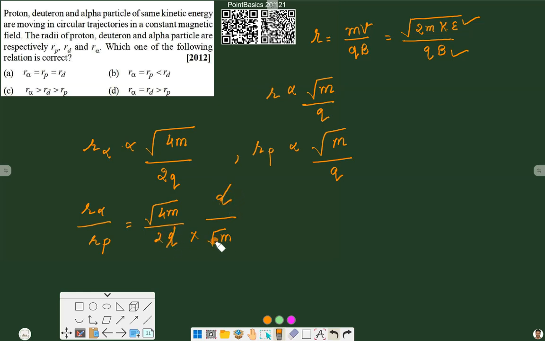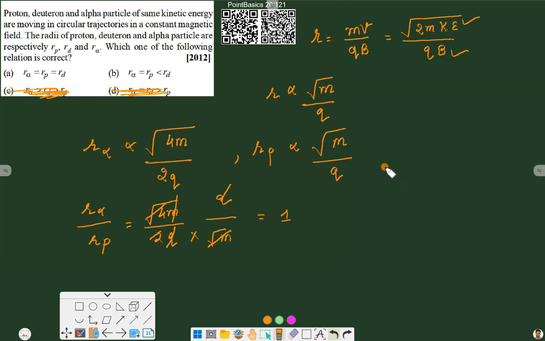So q gets cancelled, root m gets cancelled, and root of 4 is 2, and that also gets cancelled. So the radius of alpha and proton are the same in this scenario. So we can say alpha and proton are the same, so option C gets cancelled, and the proton's radius is lesser as compared to alpha, so option D gets cancelled.